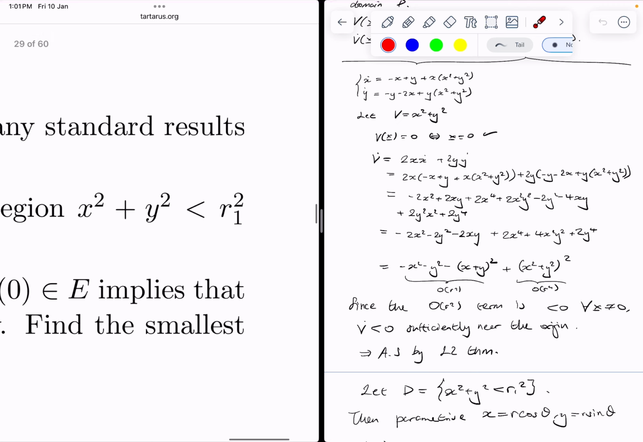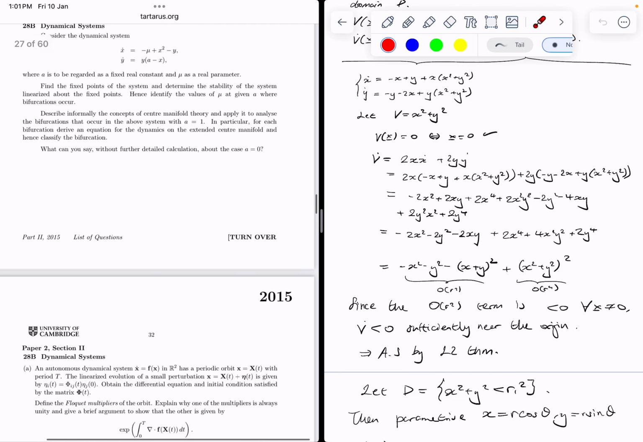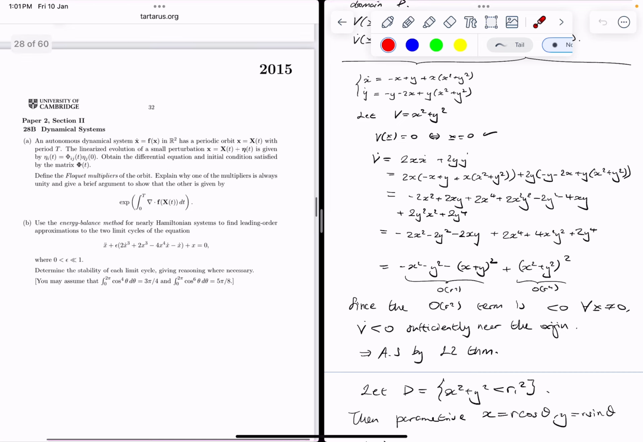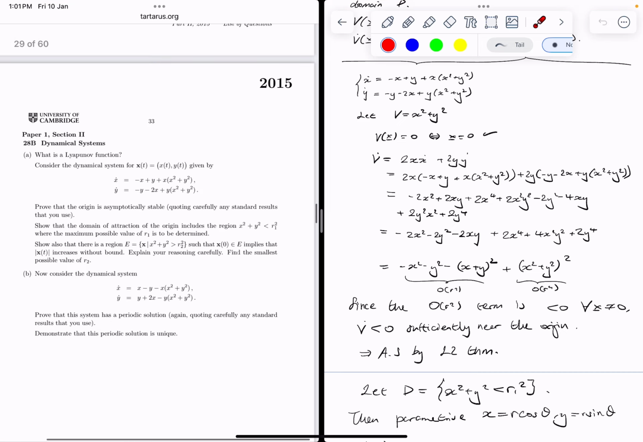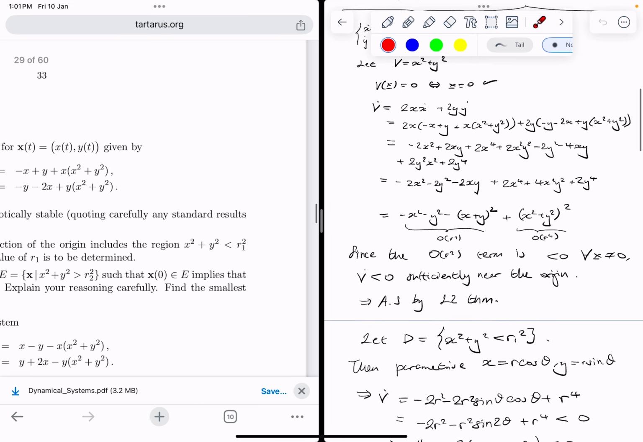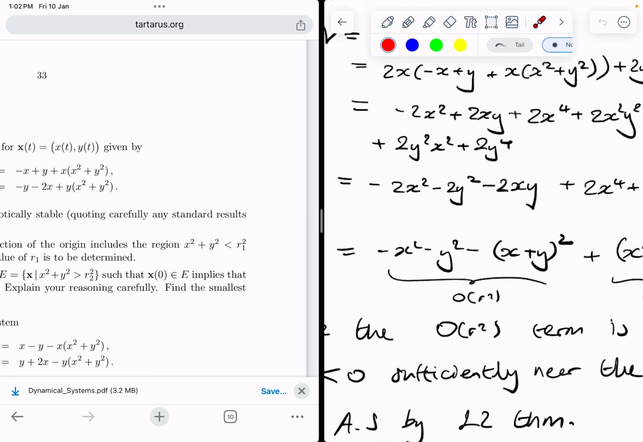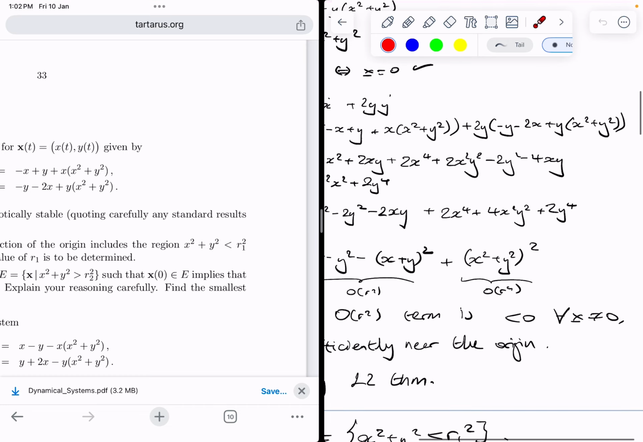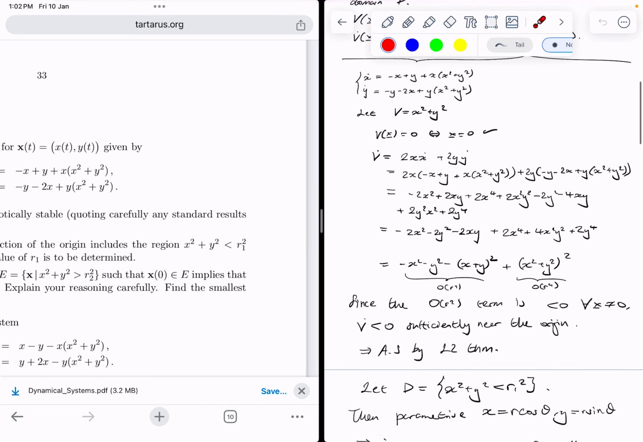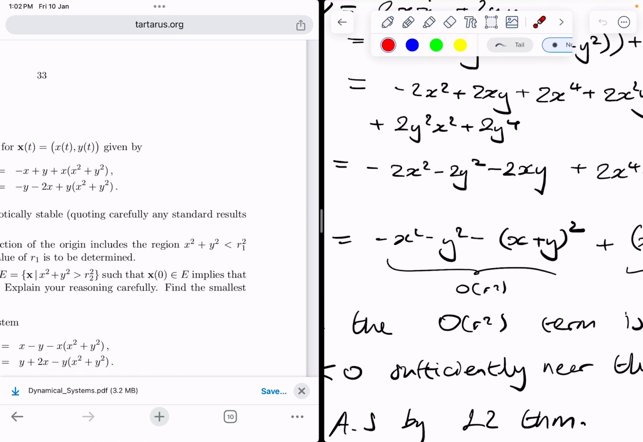So reading ahead in the question is quite useful here because it tells you what Lyapunov function to use. Basically this is the Lyapunov function you want to use. So you use that, you get this, and we're going to argue that if we were to do this in polars, this first bit is order of r squared, and this is order of r to the 4. So, sufficiently near the origin, V dot will be less than 0 because this order r squared term is strictly negative.